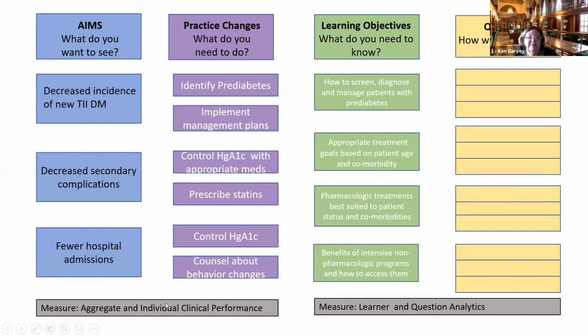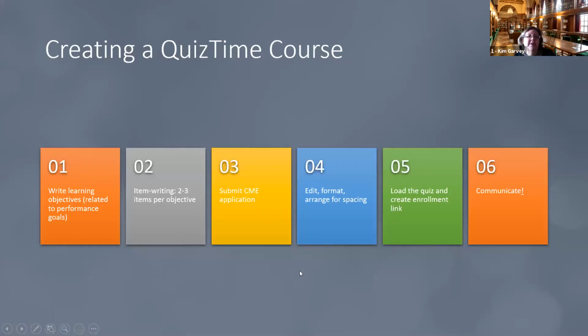So in this case, the measure here is an aggregate and individual clinical performance, and the measure would be the learning analytics. But we would like to see fewer hospital admissions. And these are the specific practice changes that we would like to incur. And these would be the learning objectives around it. And from that, we create questions.